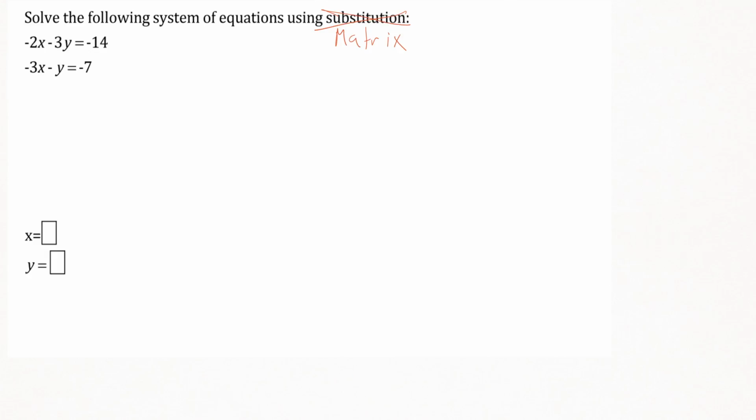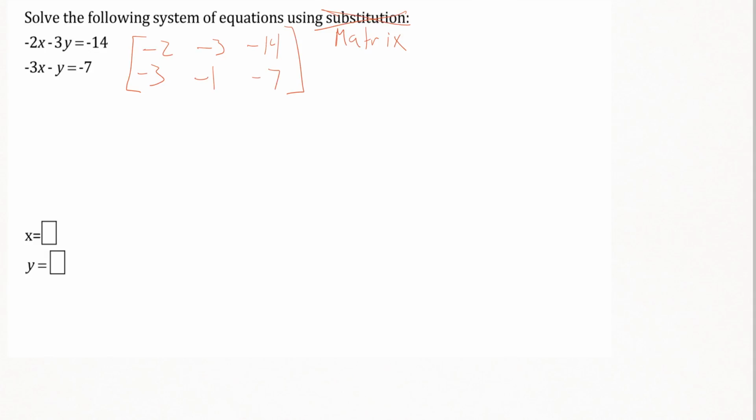So the first thing that we need to do here is turn the two equations that we were given into a matrix. And when we do that, all we do is really just read off the coefficients from each term. So we'd be looking at -2, -3, -14, and then -3, and that negative in front of the y would be a -1, and then -7.